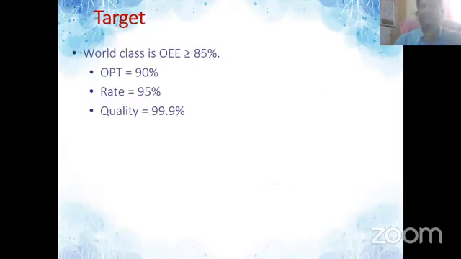So the world class OE is 85%. OPT is 90%, rate should be 95%, quality should be 99.9%. If you get these three things, OPT, rate and quality, we will get the 85% world class OE. But generally, in a company, in our dairy or food, we get around 40 to 50% OE because we have to clean the equipment, there are CIPs, there are breakdowns of the plant maintenance, etc.